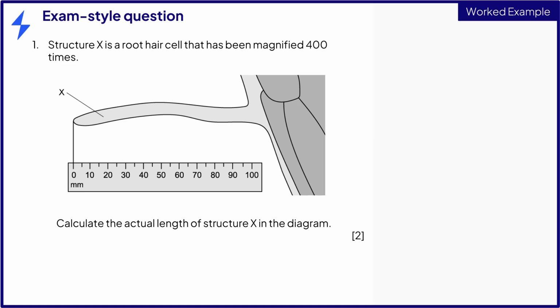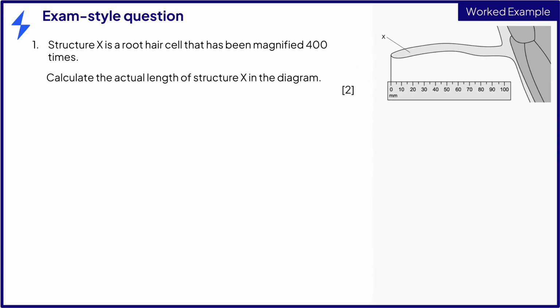This exam question presents us with an image of a root hair cell that has been magnified 400 times, labelled as structure X, and asks us to calculate its actual length for 2 marks. Note that calculation questions worth more than 1 mark will have the potential to gain marks for working out, even if the eventual answer that you give is wrong, so always show your working.